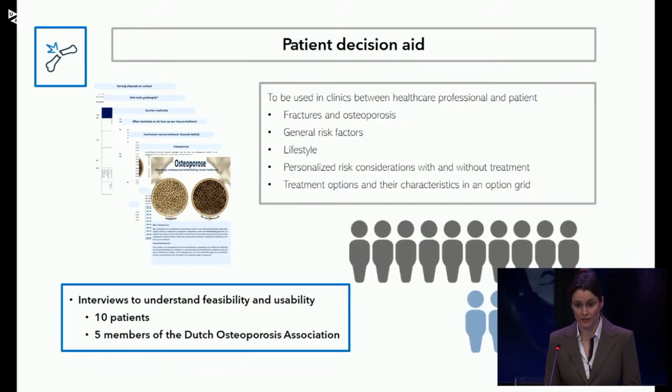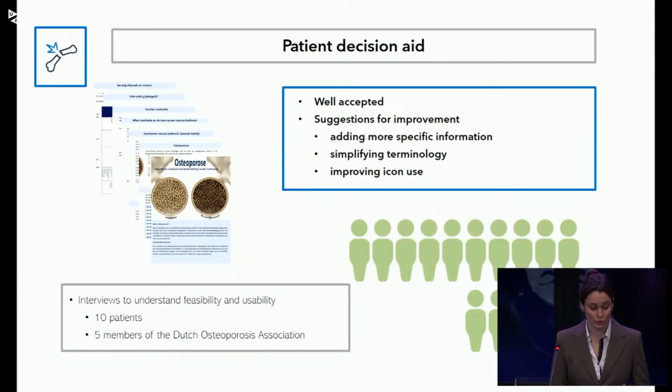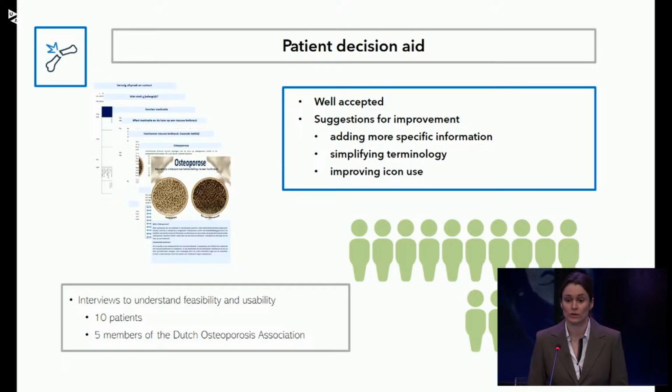We then interviewed 10 patients and 5 members of the Dutch Osteoporosis Association to understand the feasibility and usability of this patient decision aid in the clinic. Overall, both patients and members were very positive about the implementation and usability of this decision aid. There were some suggestions for improvements, such as adding more specific information, simplifying terminology, and optimizing icon use.